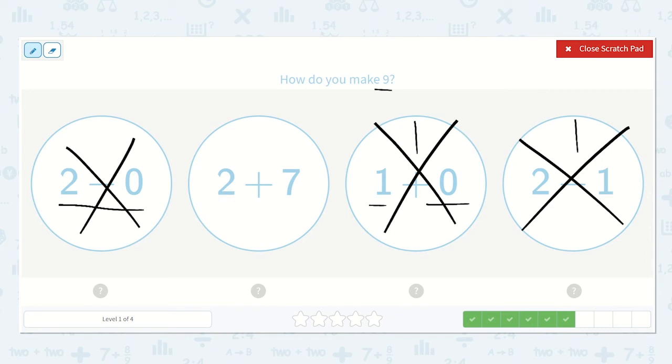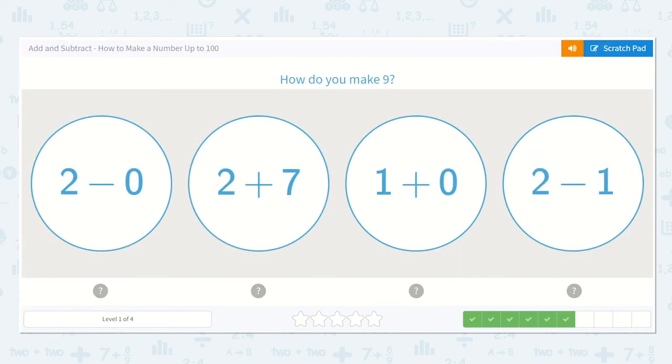Now here we have 2 plus 7. Let's try that one. 1, 2, 3, 4, 5, 6, 7, plus 2 more. 1, 2. So that is 1, 2, 3, 4, 5, 6, 7, 8, 9. The answer is 9. And that is what we were looking for.